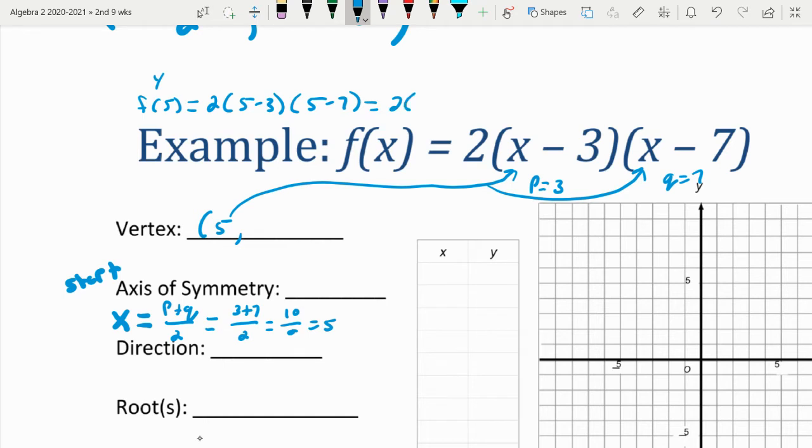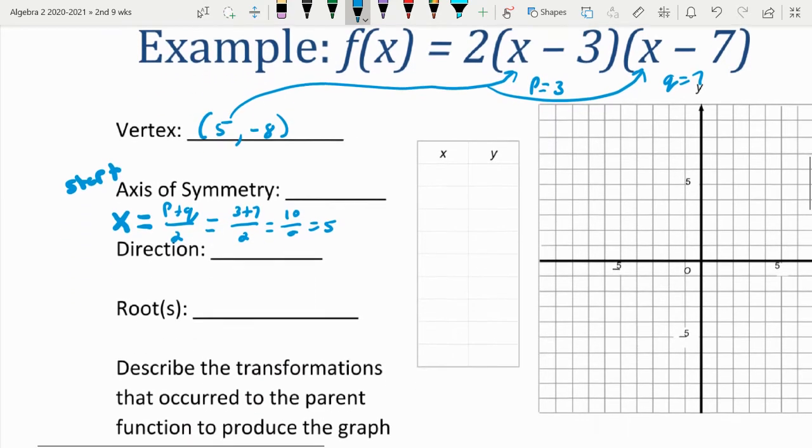So we have 2 times (5 minus 3), and 5 minus 3 is 2. And then 5 minus 7 is -2. And then you just keep breaking this down. 2 times 2 is 4, times -2, which is -8. So my y value here will be -8, and that's my vertex.